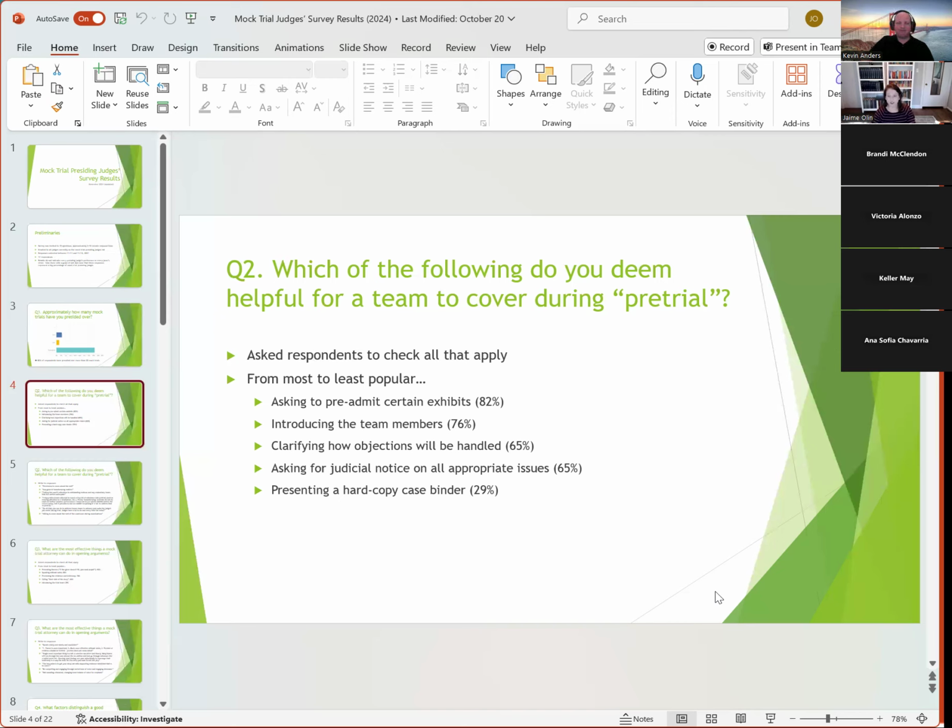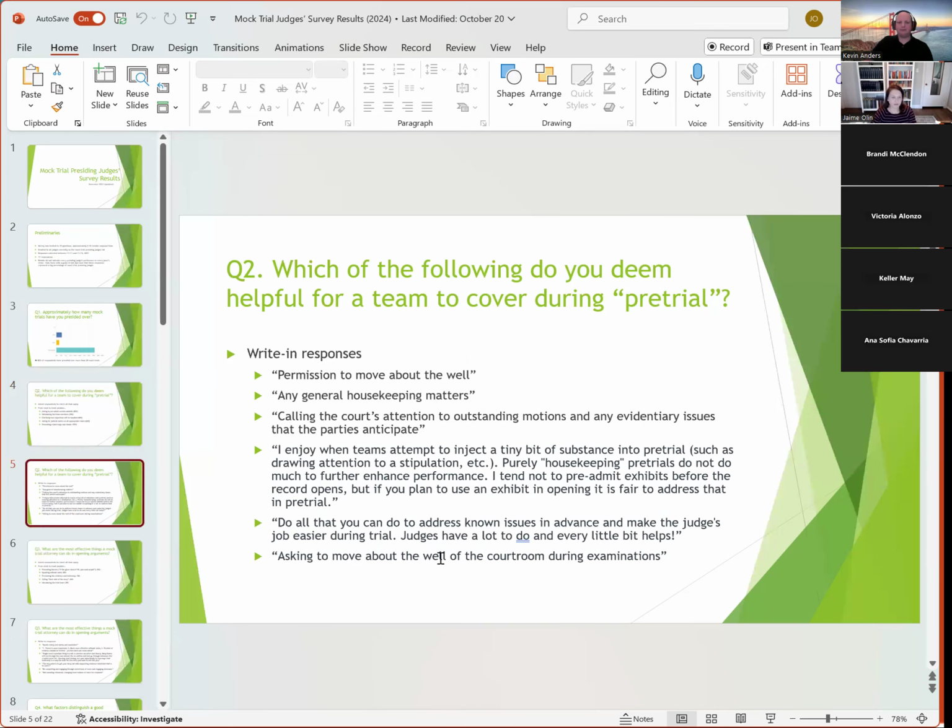Yeah. So it really is just preference. I'm never going to think less of a team that doesn't hand up a binder. If you have one, great. Sometimes I won't take it either. Some of the judges' benches that we sit on are very tiny or very cluttered, and we don't actually have room for a lot of stuff. So there can be all different kinds of reasons why. A hard copy case binder, if you have it, great. If you don't, it really doesn't matter.